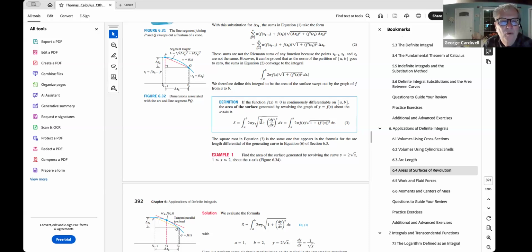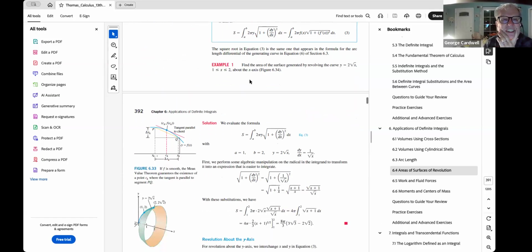So just realize y equals f of x. So you can write it as 2 pi y square root of 1 plus (dy/dx) squared, or you can write it as 2 pi f of x square root of 1 plus f prime of x squared. I prefer the second one when I work these problems. Or you can do the first. Doesn't matter, as long as you realize they're the same thing. Okay.